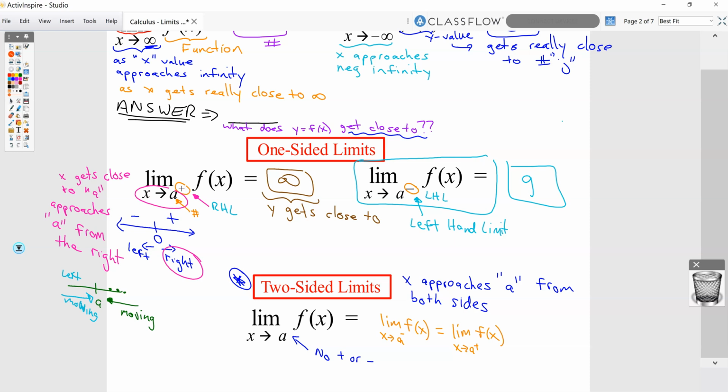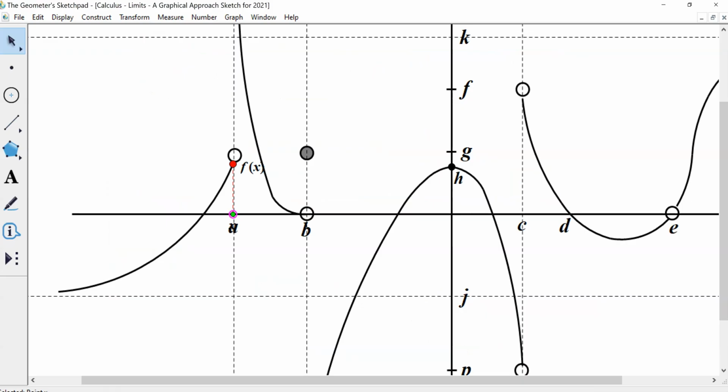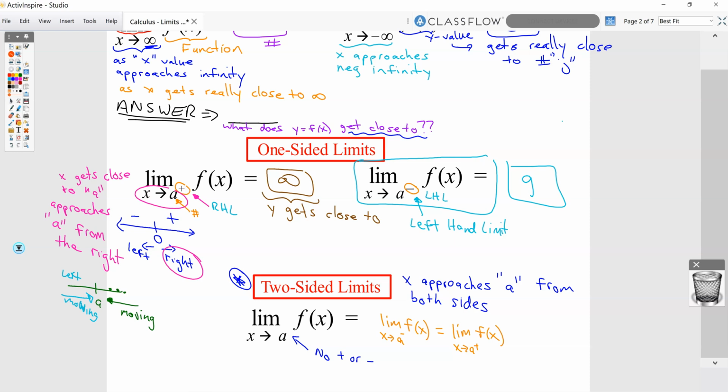So let's look at the graph real quick. All right, so let me slide my point. Let's talk about the left-hand limit, right? We just did that. So as we get closer and closer from the left, we're getting close to G. As we move closer and closer to x equals a on the right, we're going up to infinity. So if we put in our answers from just a second ago, on the left-hand side, the answer was G. On the right-hand side, the answer is infinity.